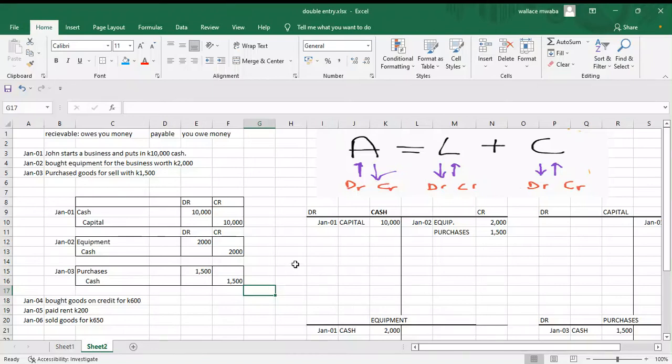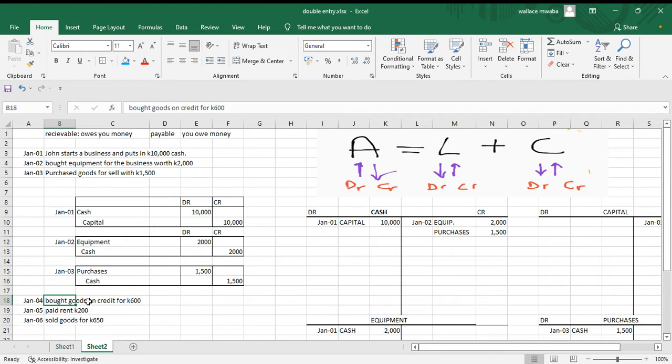With the journal entries and the double entry. January 4th, bought goods on credit for 600 kwacha, right? So here we didn't pay any cash, we bought goods on credit. So we've now formed a liability, right? So we can say that's an increase in our liability. We have a payable, all right?